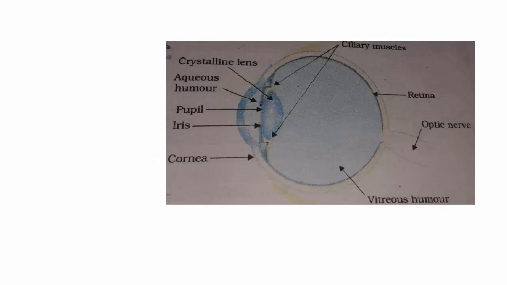Next, what else is there? Yes, the retina. The retina is a screen on which whatever light falls, it falls on the retina. That is only on a good eye. For example, you have a condition called myopia. In that, the image is formed somewhere around here. It's not formed exactly on the retina.